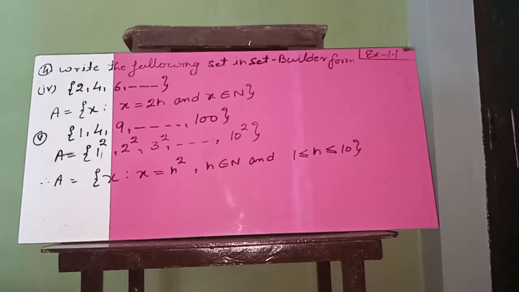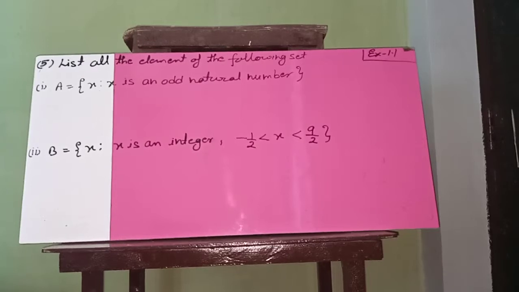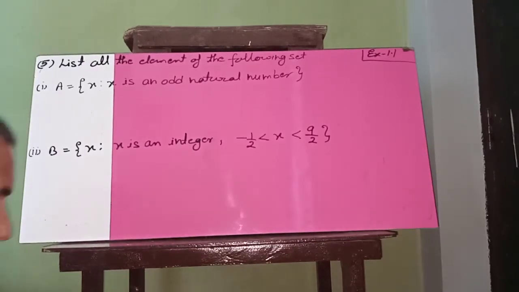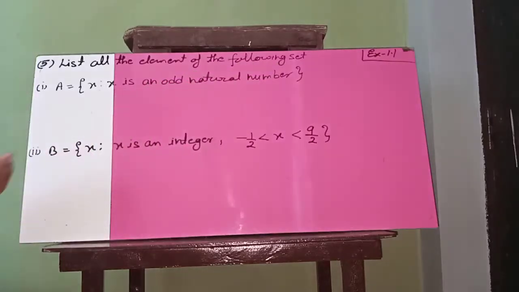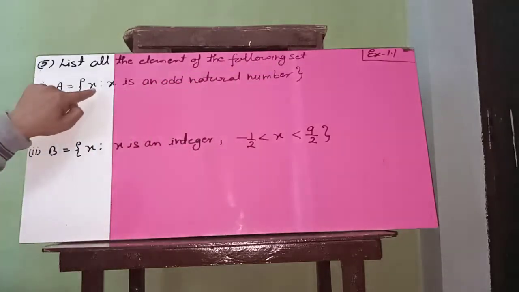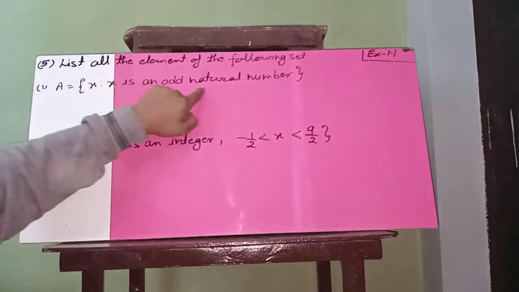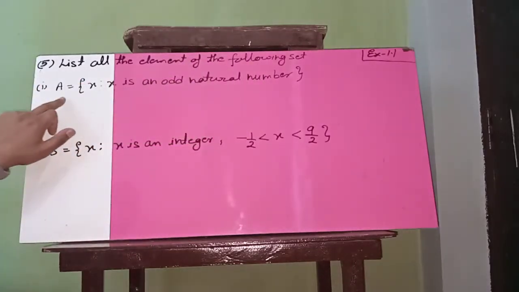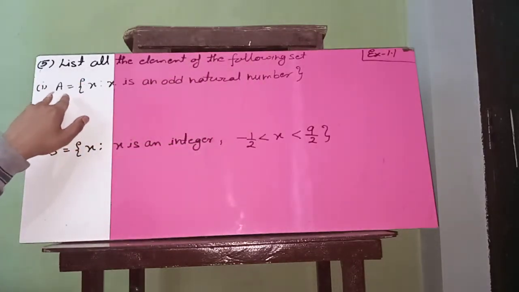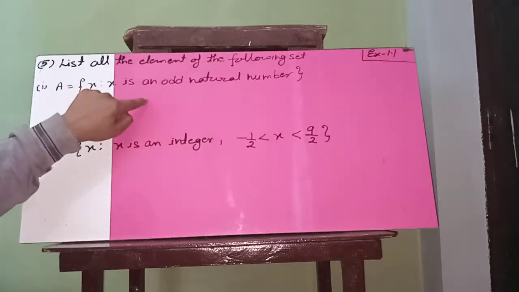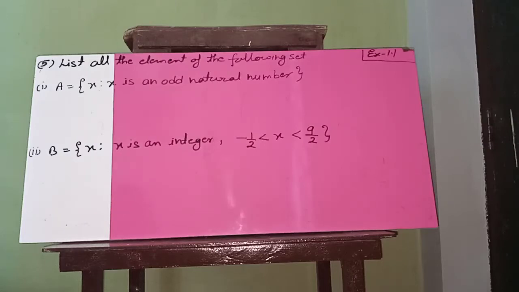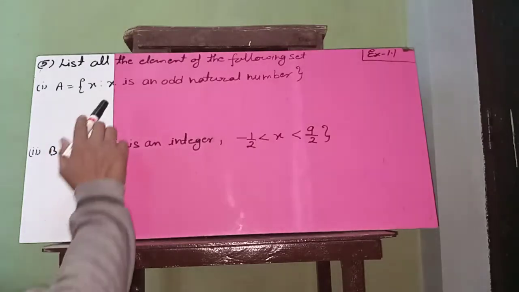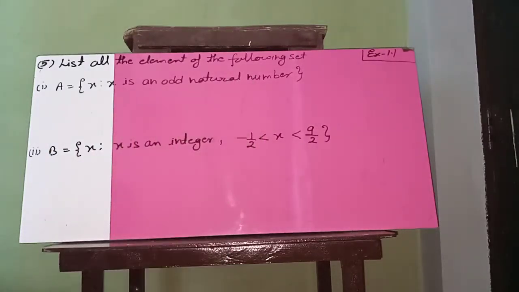After that we take question number 5. Question number 5 says: list all the elements of the following sets. The first set is A equals x such that x is an odd natural number. Here the set is given in set builder form, and now you will change the given set into listed form. Listed form means roster form.